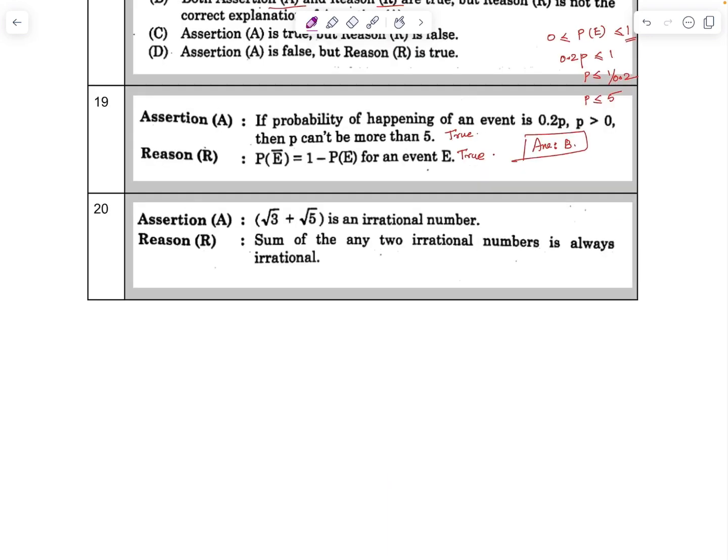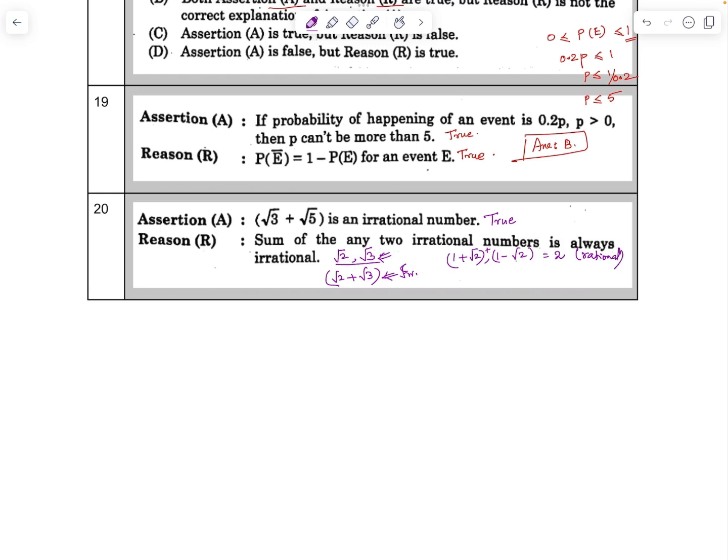Question number 20. Assertion says root 3 plus root 5 is an irrational number. This is true. The reason statement says sum of any two irrational numbers is always irrational. First case, let us take root 2 and root 3. If we add these two, we get root 2 plus root 3 as the answer. So the numbers were irrational and the answer is also irrational. The second case is, let me take 1 plus root 2 and 1 minus root 2. The sum of these two numbers gives us mere 2, which is rational.